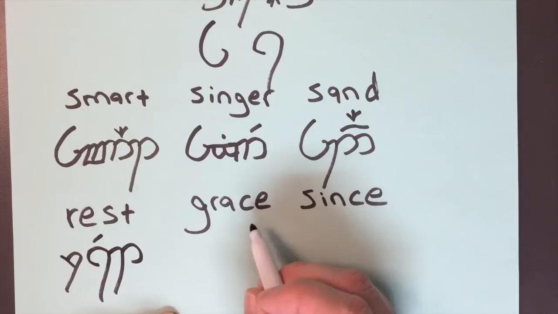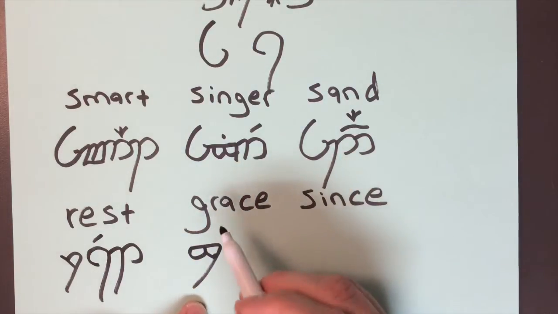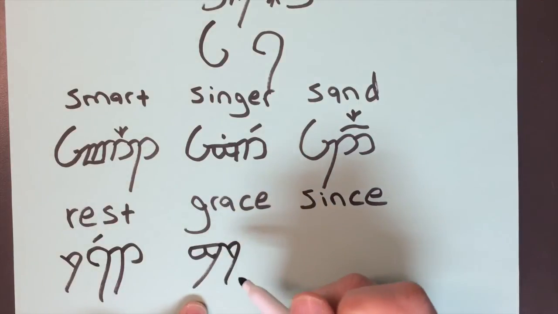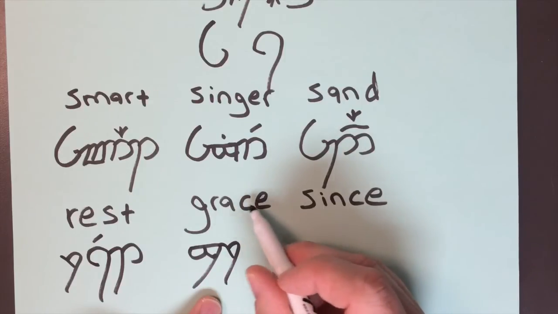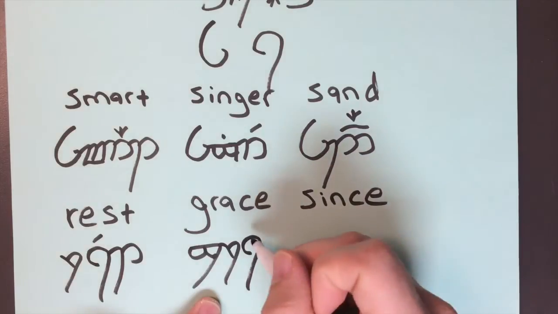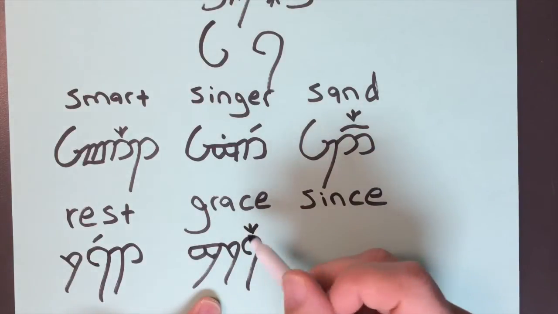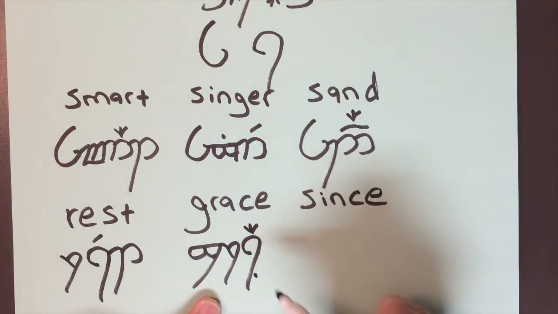Now for grace, we're going to do a G, like that. And this R comes before a vowel, so we also want to use this one. And now we want to use an S because of the S sound. So let's draw that. And we're going to put an A over the S. And in this situation, I think I'm going to go with the dot for the ending E.